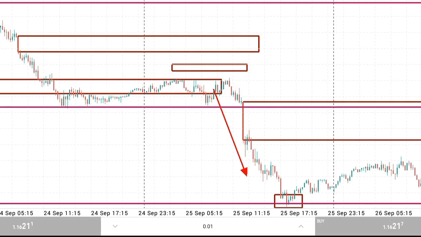Demand and supply actually drive price, either decreasing or increasing.